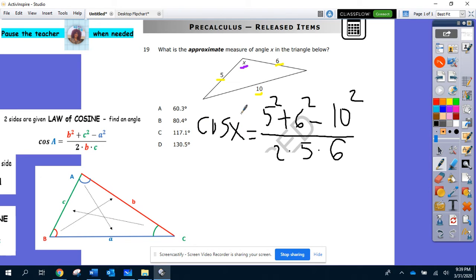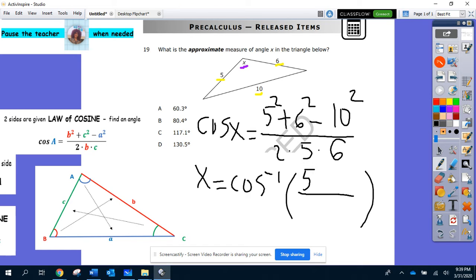So how do you find the angle? When you have the cosine of the angle and you want to find the angle inside, all the time when you want to find the argument of a function, because cosine is a function, you apply the inverse function. So x should be equal to the inverse of cosine of this fraction, of this number: 5 square plus 6 square minus 10 square over 2 times 5 times 6.